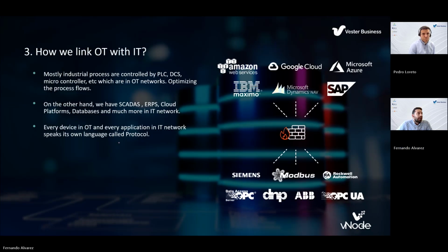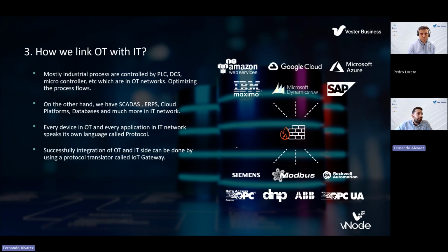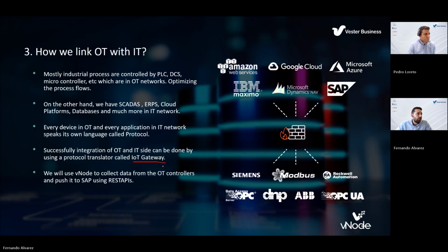So as we explained in the previous slide, the OT devices and the IT networks support different technologies. We need a tool, a gateway in the middle, that allows us to communicate these two separate, completely different worlds. And normally this tool is called an IoT gateway. It's a tool that allows us to connect with OT and then be compatible with the IT technologies. And in this case, we will use our IoT gateway called vNode. So using vNode, we will explain what vNode is.